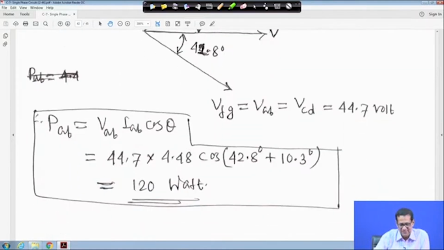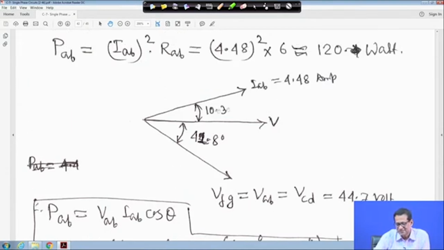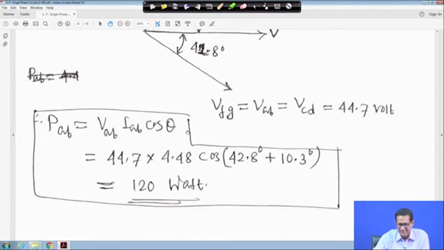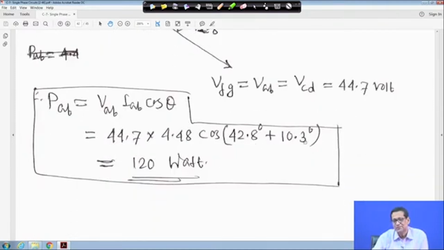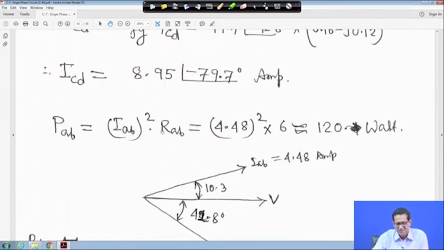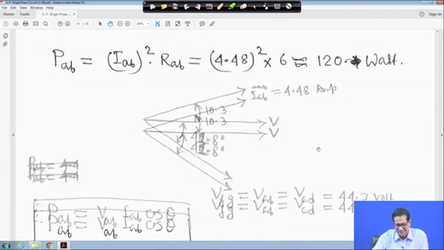All these voltages are the same, 44.7 volt. Now, in terms of power factor, PAB is equal to VAB IAB cos theta, that is 44.7 into 4.48 into cosine of the angle between IAB and VAB. So 42.8 plus 10.3 degree is the power factor angle. That gives 120 watt. Similarly, IAB square RAB is equal to 122 watt, which means it is matching.